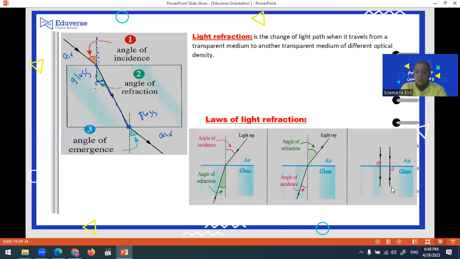But what will happen in the third case when it's perpendicular? The light will fall perpendicular between the two transparent media. In this case, no refraction will happen at all, and the angle of incidence and the angle of refraction will be equal to 0. No refraction, no angles, both are equal to 0.